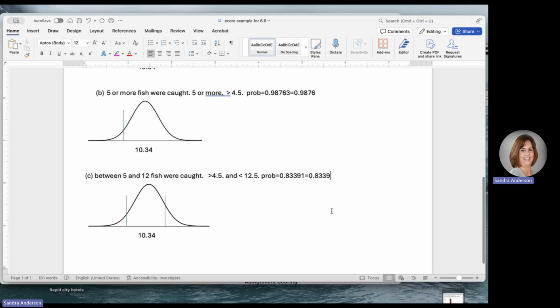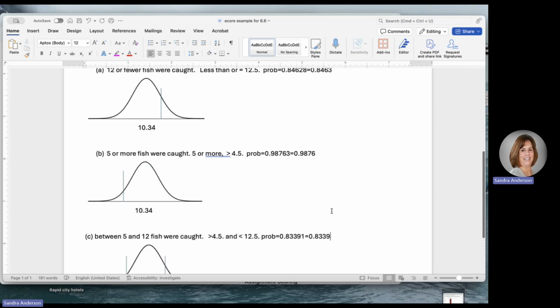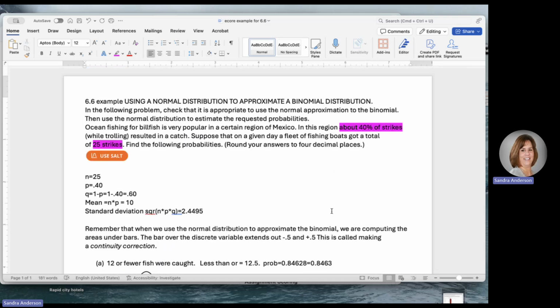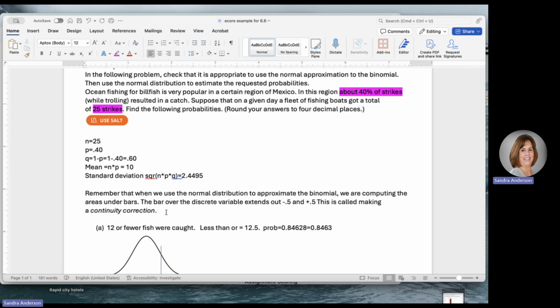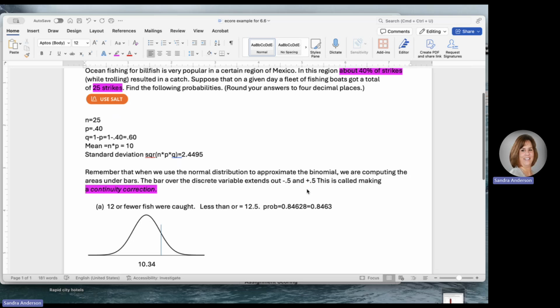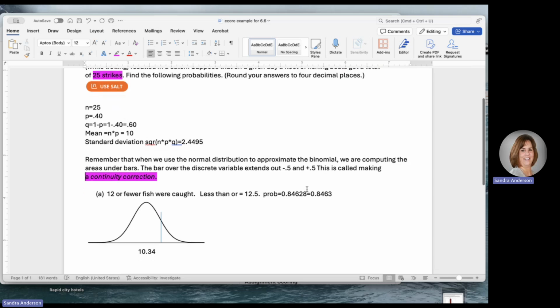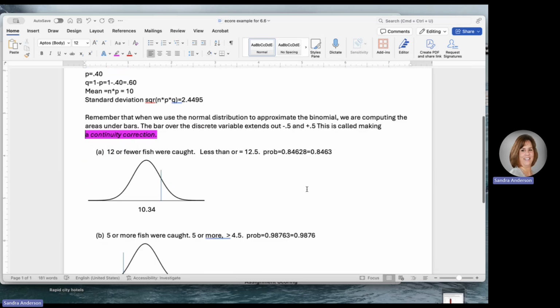So I hope that helps you understand a little bit more of how to work the problems of using a normal distribution to approximate a binomial distribution. And do not forget about the continuity correction that you must make. And again, if you need more instruction on the continuity correction, then you can go to our textbook for that.